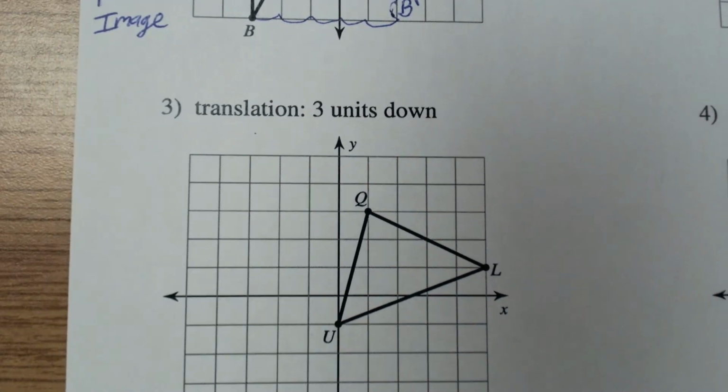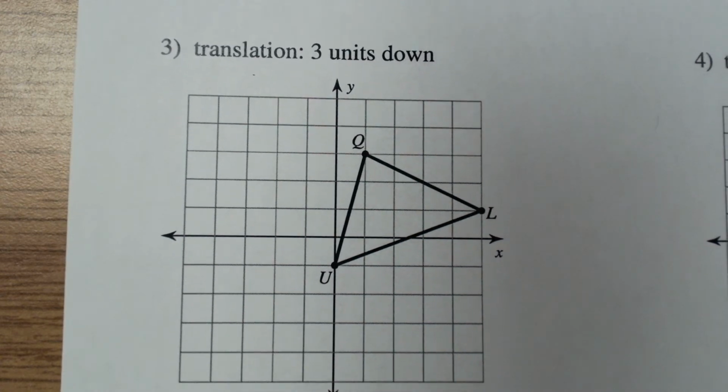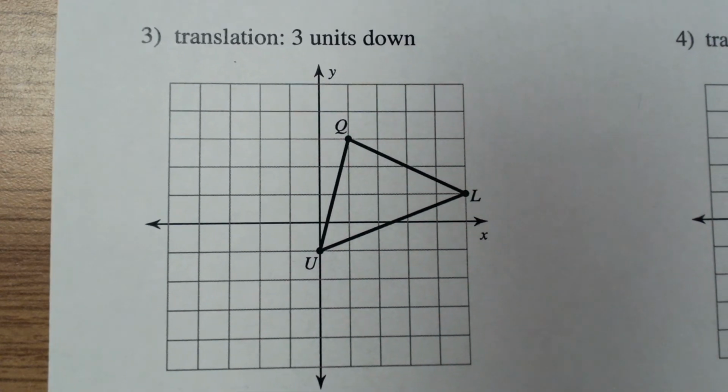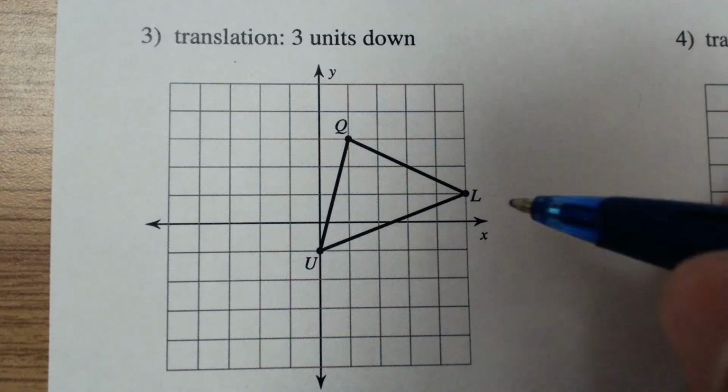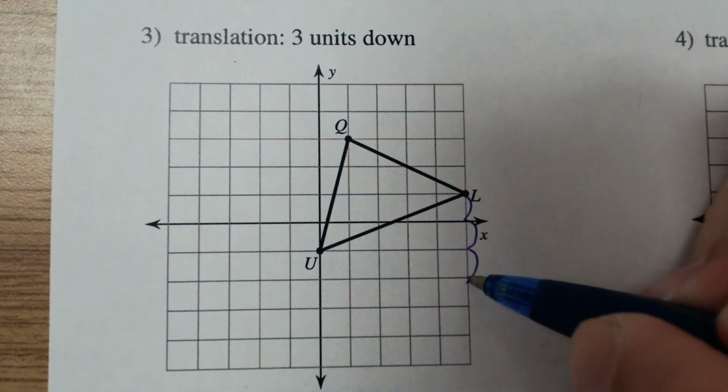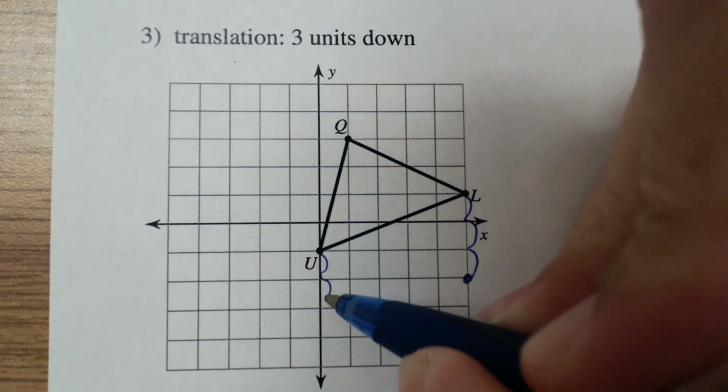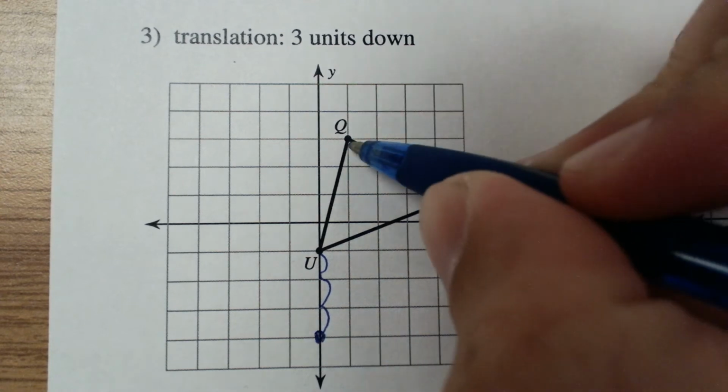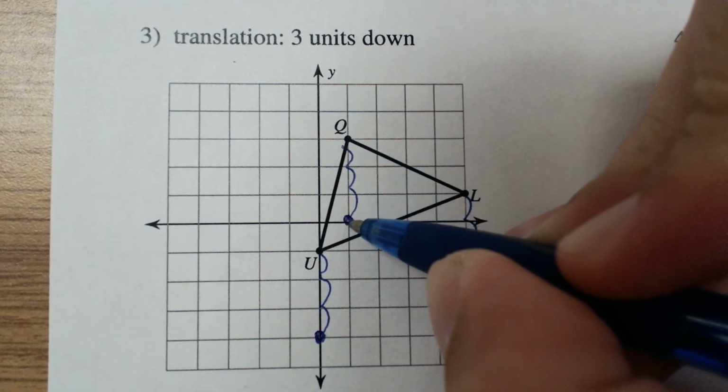Okay, 3. Translation 3 units down. So 1, 2, 3, 1, 2, 3, 1, 2, 3.